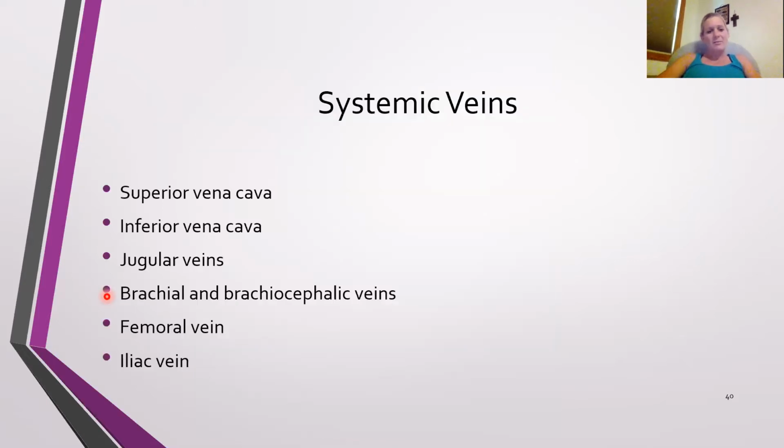Okay, systemic veins, things that you really need to know. Superior vena cava is going to bring blood back into the heart, that deoxygenated blood from the upper extremity, and then the inferior vena cava is going to bring blood up to the heart via kind of the lower extremities, basically. Jugular veins are going to bring blood back to the heart from the brain. Brachiocephalic veins, again, upper extremity and brain. Femoral vein, and then the iliac vein would be both in the femur and iliac region, so within the hip.